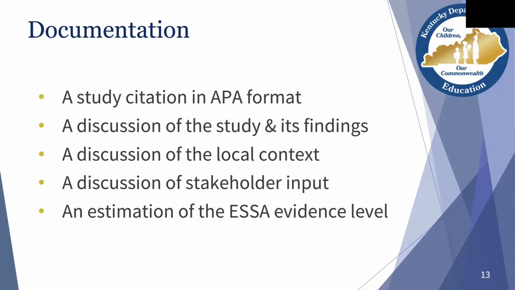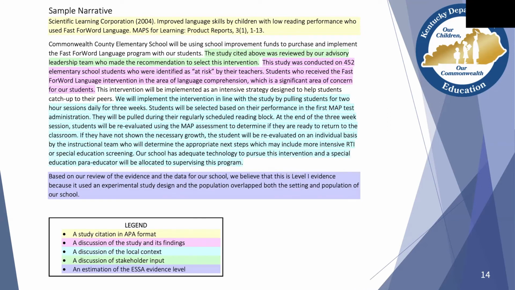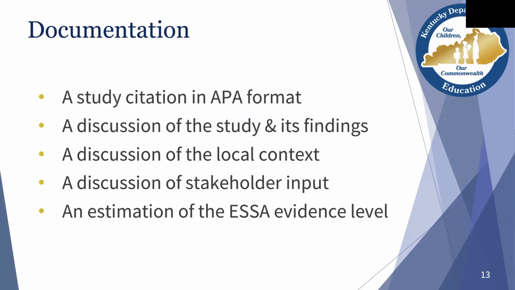Now, what's nice about this, I'm going to skip ahead just one, is that there's a sample narrative. I want you to notice there are color coding marks inside this, but if I go back, you'll find that it's required, this part of the documentation. So there has to be a study citation in APA format. So you have to evaluate a study, at least one. There also has to be in this narrative a discussion of the study and its findings, a discussion of the local context, a discussion of stakeholder input, and an estimation of the ESSA evidence level.